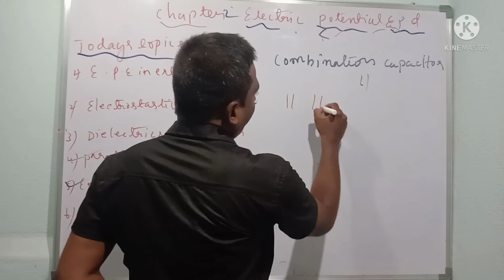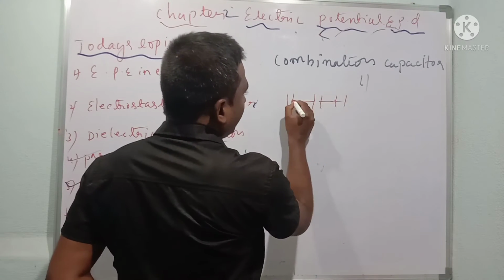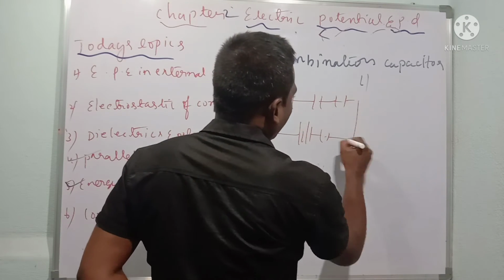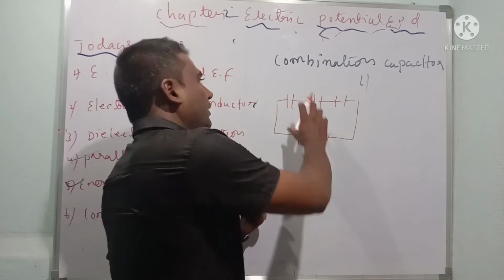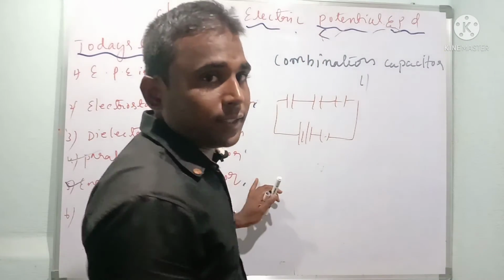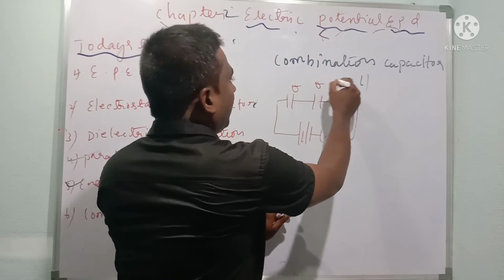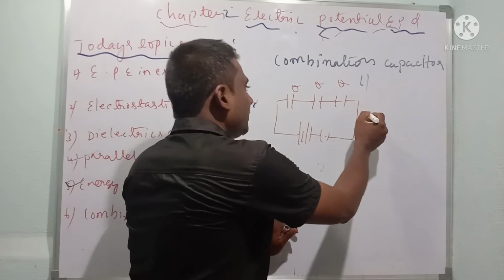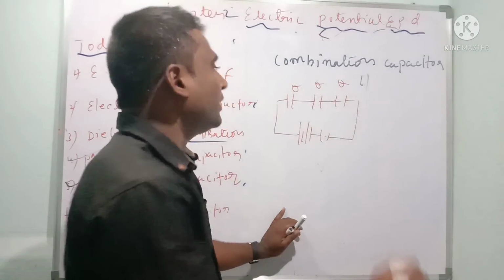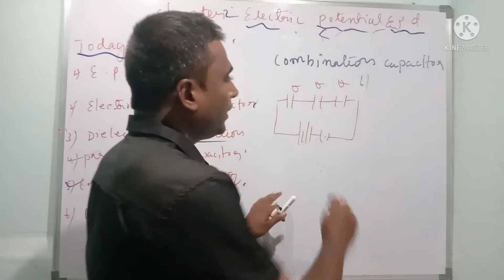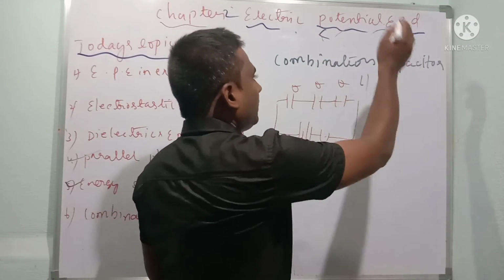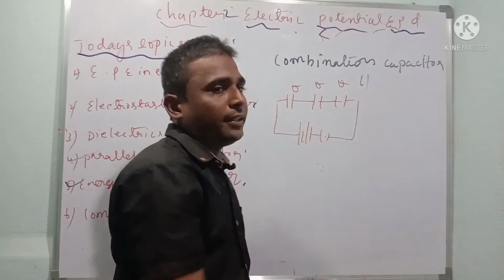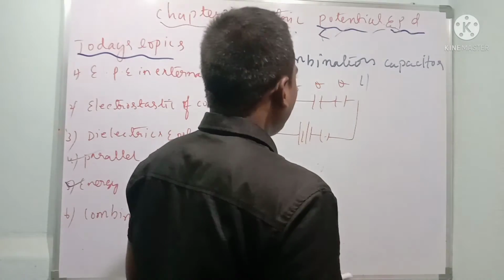When I connect a number of capacitors in series, directly it is in series. Here charge remains the same. Very important point. Charge will remain the same, and potential difference is nothing but the sum of the potential difference at each capacitor. I am repeating once again. Charge is the same when the capacitors are connected in series, and potential difference is the sum of all the potential differences.